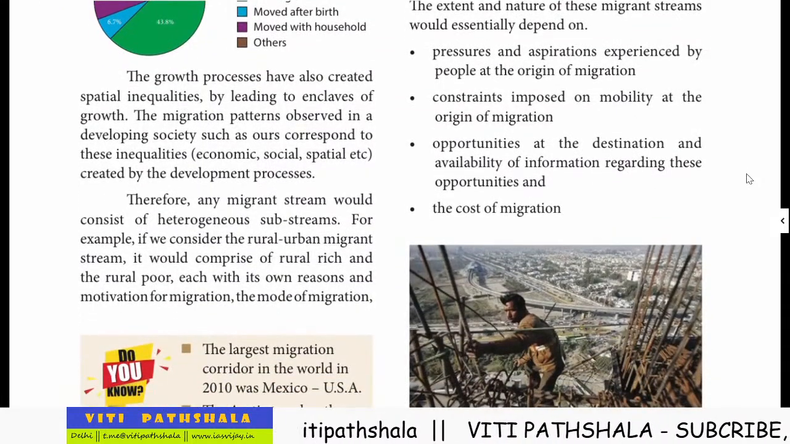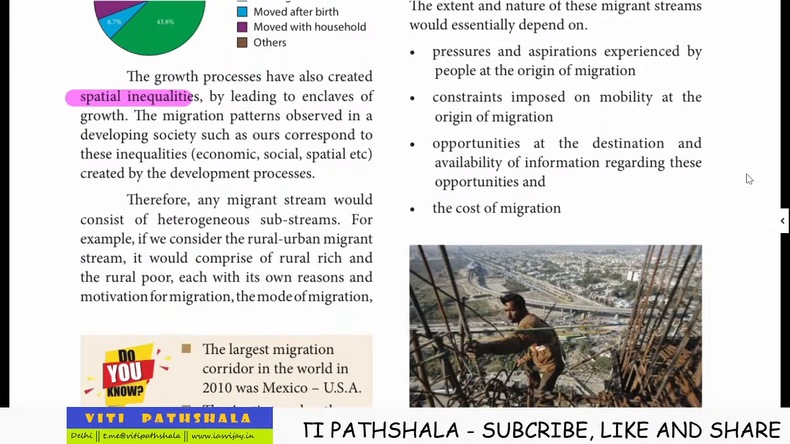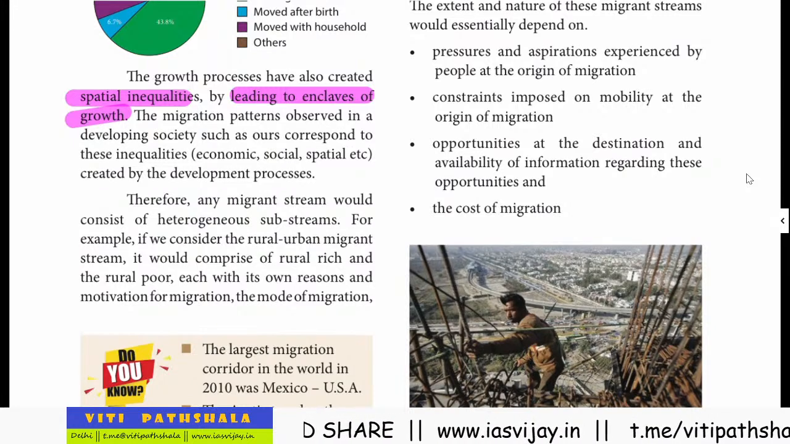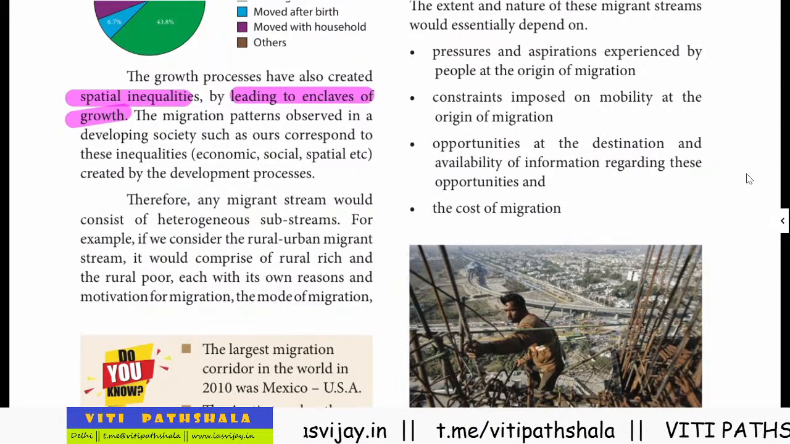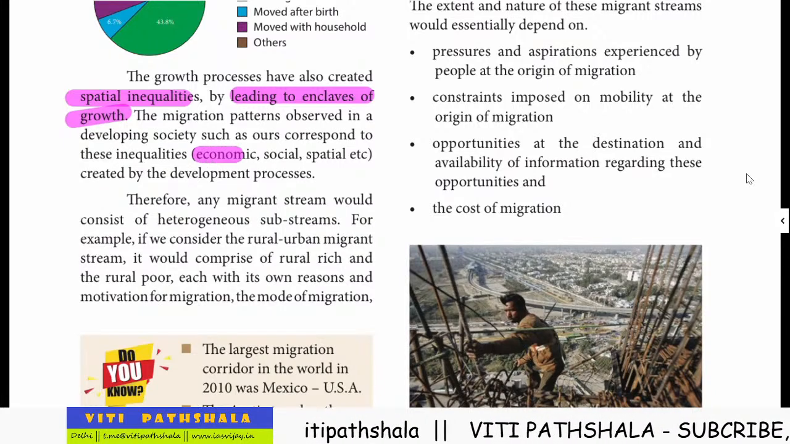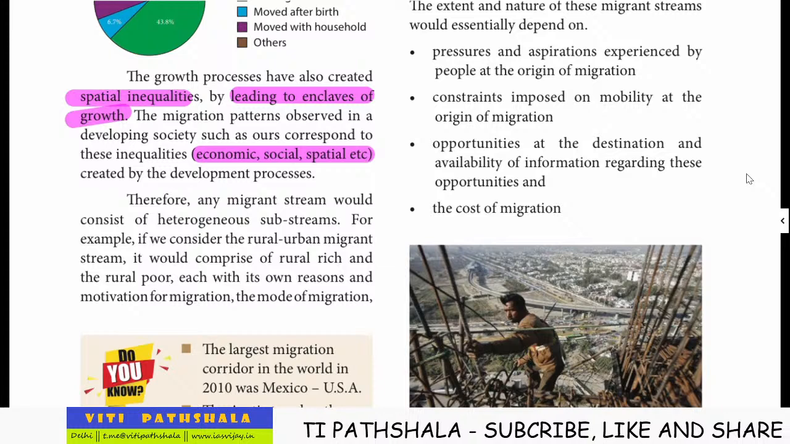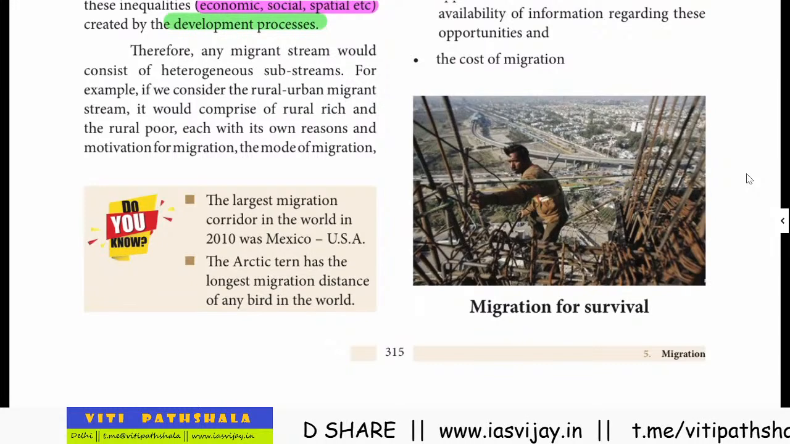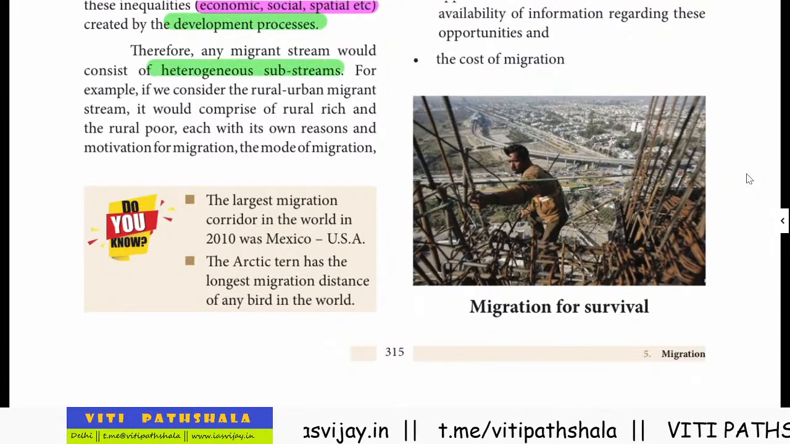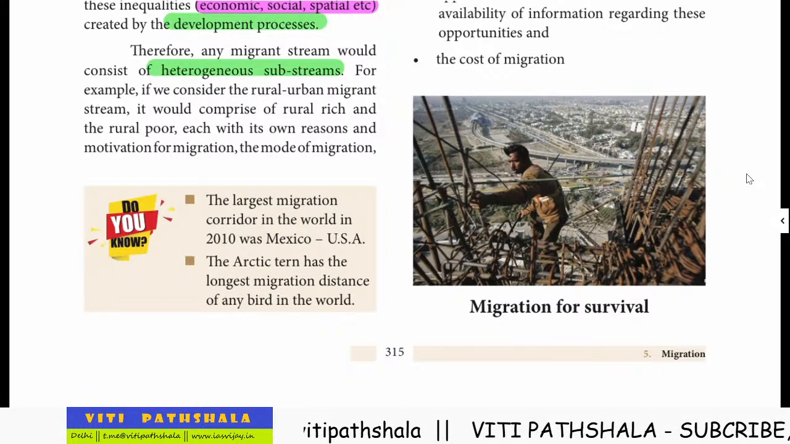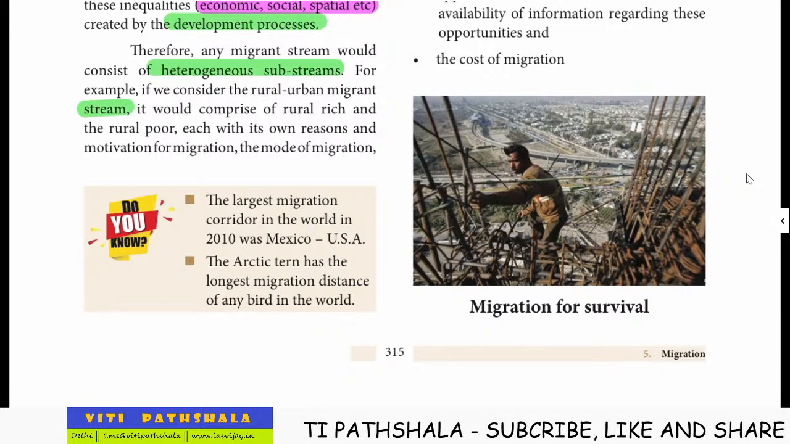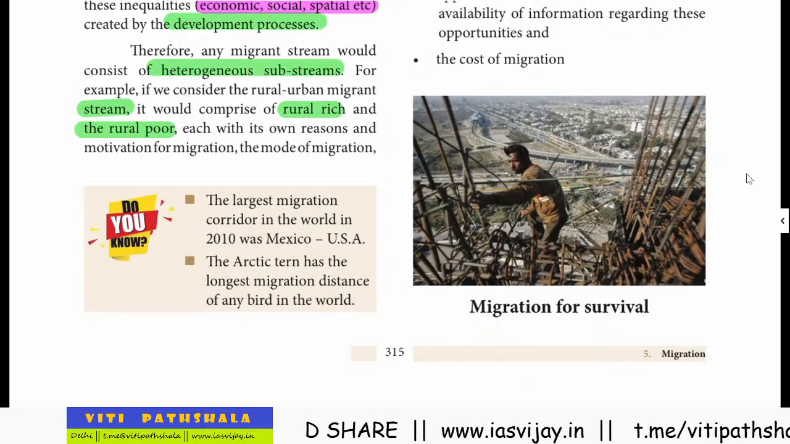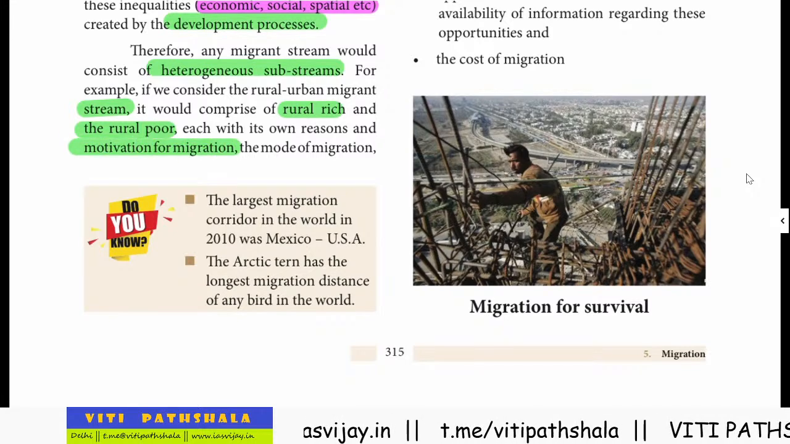The growth process has also created spatial inequalities by leading to enclaves of growth. The migration pattern observed in a developing society such as ours corresponds to these inequalities, economic, social, and spatial, created by the development processes. Therefore, any migrant stream would consist of heterogeneous substreams. For example, the rural-urban migrant stream would comprise the rural rich and the rural poor, each with its own reason and motivation for migration, and mode of migration.